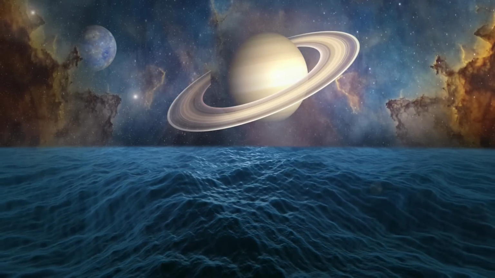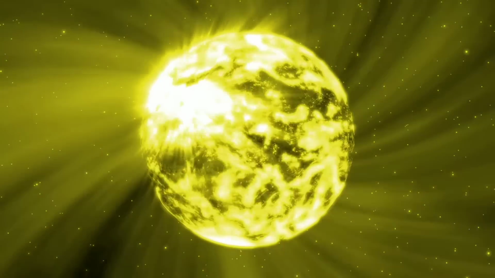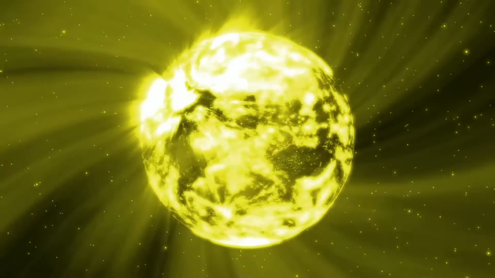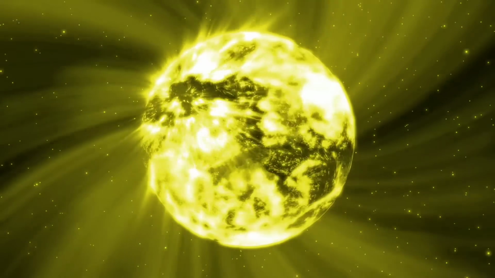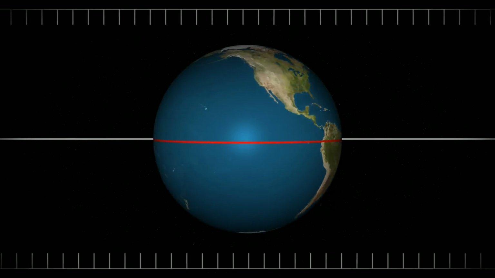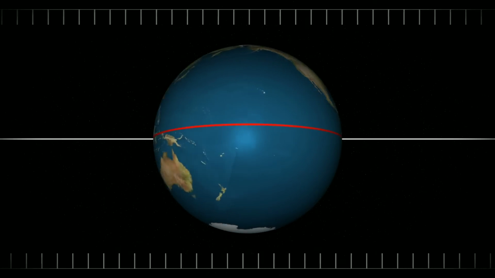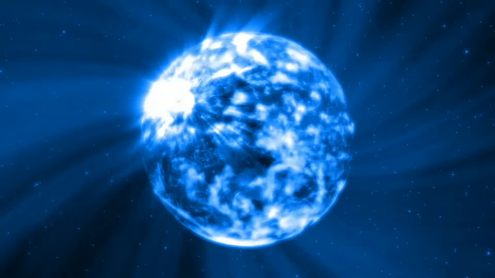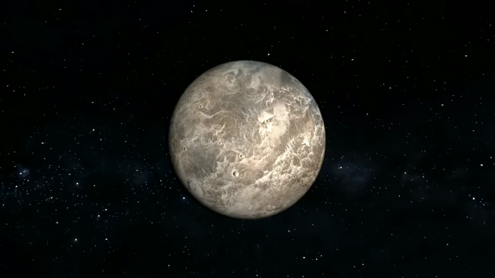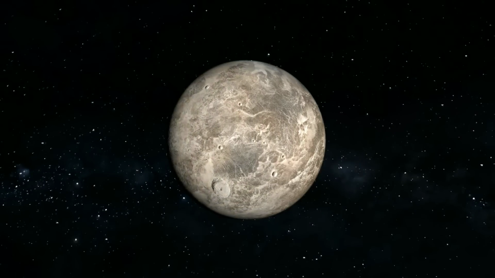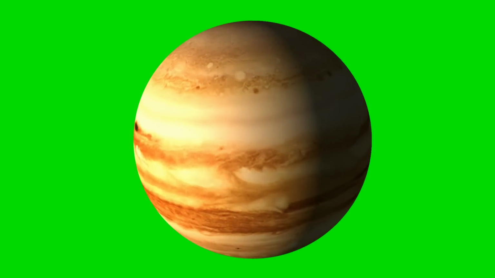Axis tilt of Mercury 0.04 degrees. Axis tilt of Venus 177.36 degrees. Axis tilt of Earth 23.44 degrees. Axis tilt of Mars 25.19 degrees. Axis tilt of Jupiter 3.13 degrees. Axis tilt of Saturn 26.73 degrees.